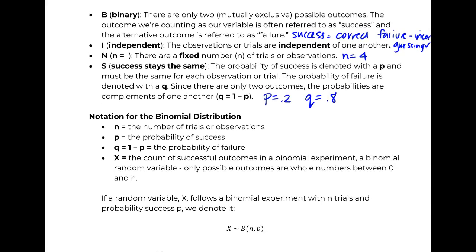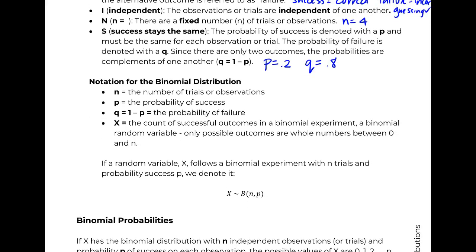So our notation, we've already seen some of it, right? We have our n, which is our number of trials or observations. If we're talking about observations, a lot of times this will come down to a sample size. But if we're doing something random like flipping coins or guessing at questions, then we're talking about number of trials. p is our probability of success, q is our probability of failure, and X is our random variable, which is going to be the number of successes.